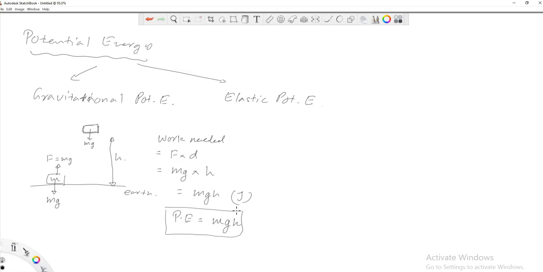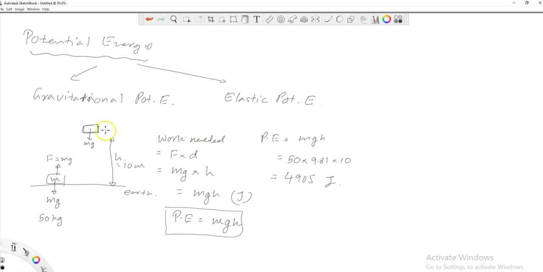We can do a simple quick example. Let's say this is a 50 kg box and you raise it to a height of 10 meters. What's the potential energy? mgh: 50 times 9.81 times 10 meters. So we have 500 times 9.81, which is 4905 joules.